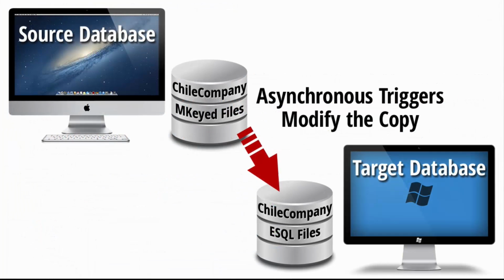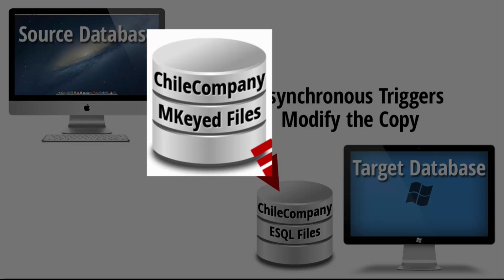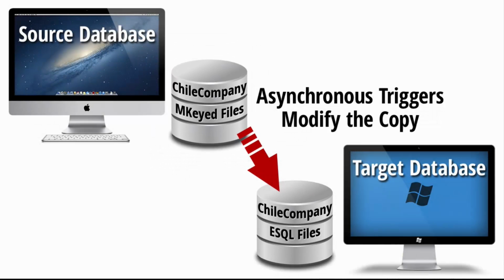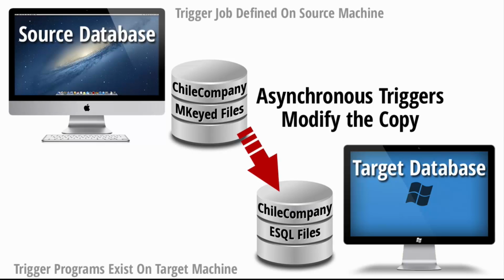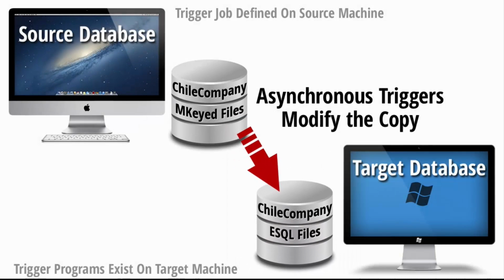Our example will explore this feature using the Chili Company database as installed on a Mac, meaning that it's the standard set of mkeyed files. Our asynchronous triggers will keep a remote copy of the database up to date in near real time with any changes made to the source files. The key, though, is that in addition to our data warehouse version existing on a remote machine, all of the data files will be ESQL files, and they'll have extra columns to help us keep track of modifications.